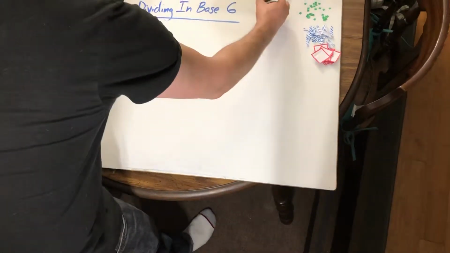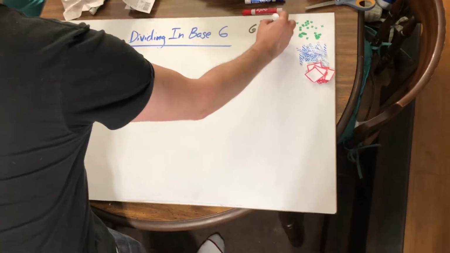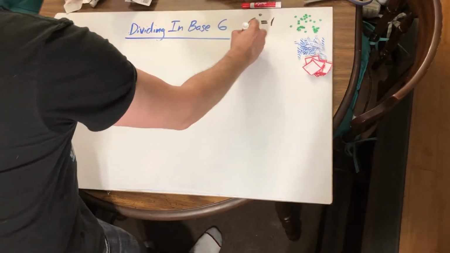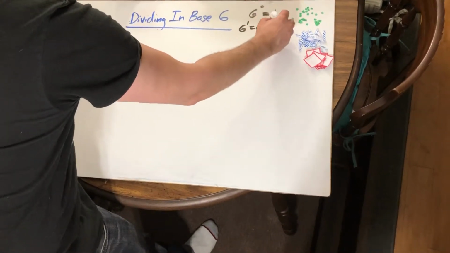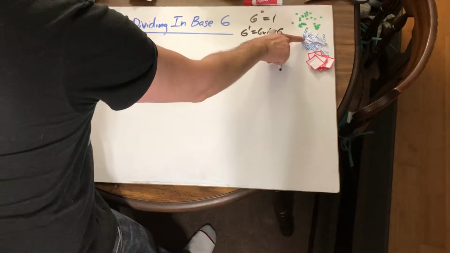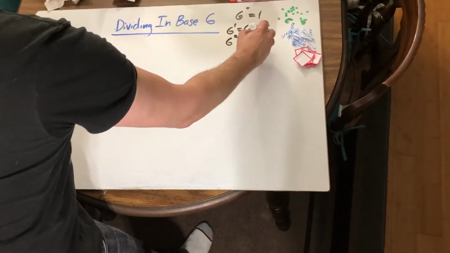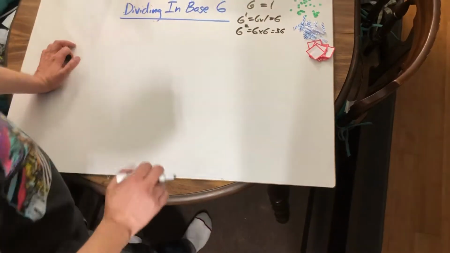First thing I want to look at, once again to remind you, is that 6 to the power 0 is equal to 1, which is our 1 category, which is going to be right here. We have 6 to the power 1, which is essentially 6 times 1, which is 6, represented by these 1 by 6 blocks. And then we have 6 to the power 2, which is 6 times 6, equal to 36, represented by these 6 by 6 blocks.